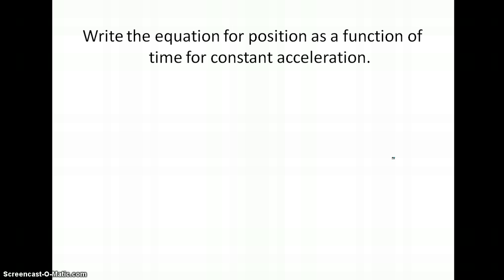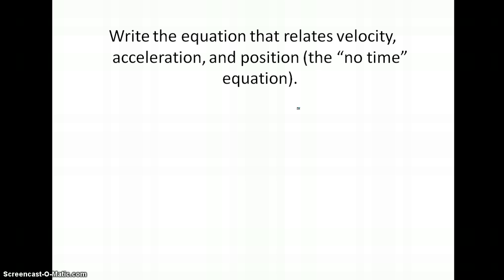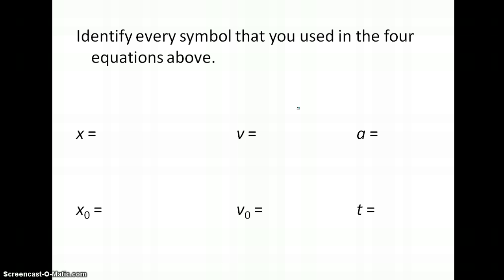Write the equation for position as a function of time for constant acceleration. This one is new. The position is equal to 1/2 AT squared plus the initial velocity multiplied by time plus the initial position of the object. So let's look at one more of these, what we call the no time equation, and it looks like this. The final velocity squared is equal to 2 times the acceleration multiplied by the displacement of the object plus the initial velocity squared.